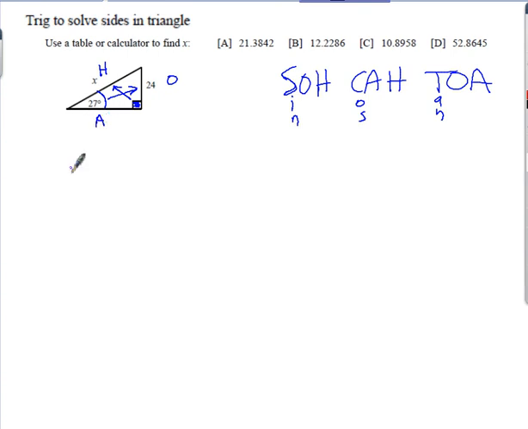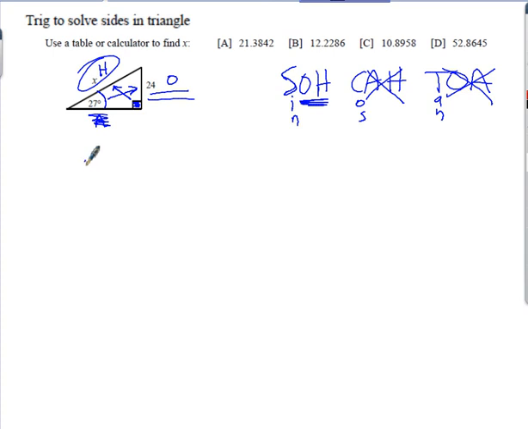Okay, so they didn't give me anything for the adjacent side. They're not asking about it. They are asking about the hypotenuse, and they gave me the opposite side. So looking over here at my list, sine has the opposite and hypotenuse. Cosine is adjacent and hypotenuse, and I don't have the adjacent. Here's another one with adjacent, so I can't use that one. So I'm going to use sine.